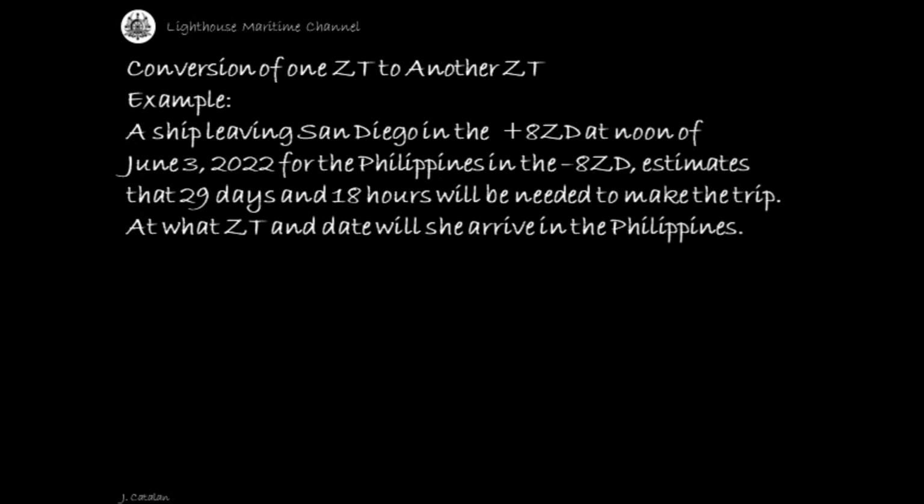Conversion of one ZT to another ZT. Example: A ship leaving San Diego in the plus 8 ZD at noon of June 3, 2022, for the Philippines in the minus 8 ZD, estimates that 29 days and 18 hours will be needed to make the trip. At what ZT and date will she arrive in the Philippines?